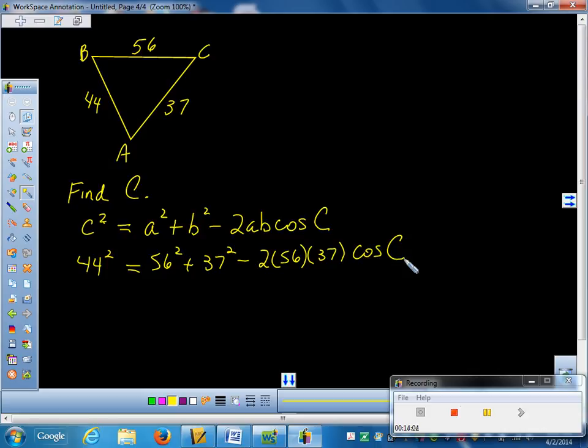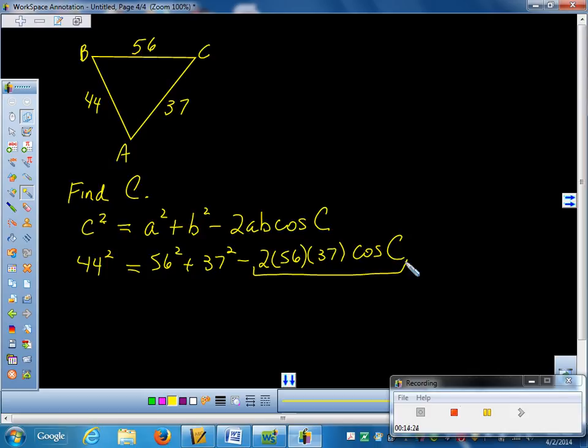Now, here's where the only issue I have with people solving these is we break the order of operations. I have people who want to put all of this in their calculator, 56 squared plus 37 squared minus 2 times 56 times 37, turn that into one number, cosine. This is all multiplied, but these two are added and subtracted. So how do you solve for cosine? You got to get cosine by itself. These numbers in front of cosine, you could multiply them together if you want. It's fine.